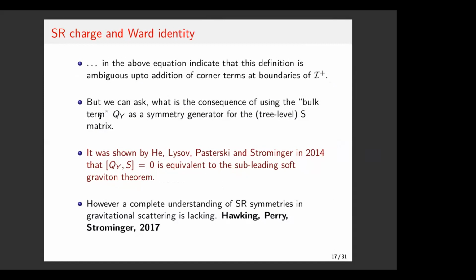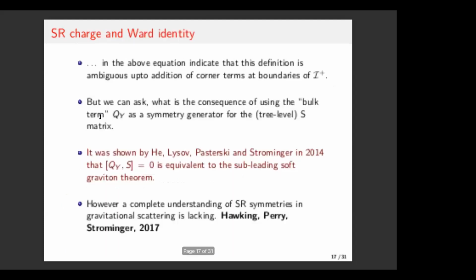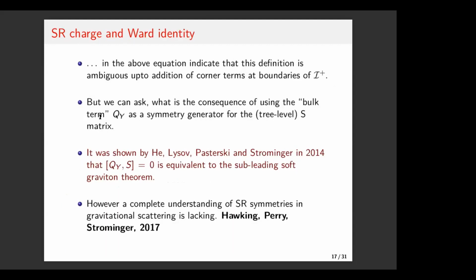But we could always ask, and this is what was asked a few years ago, what if we look at the simplest possible definition, which is what I call the bulk term, which is just the first term that is written here in the last equation? And what are the consequences of using that as the symmetry generator for the superrotation? It was shown by Hale, Isov, Pasterski, and Strominger in 2014 that if we use the simplest prescription for the superrotation charge, then it indeed gives us the tree-level subleading soft graviton theorem.